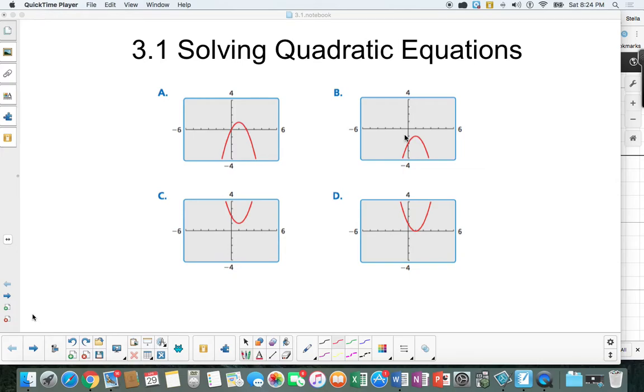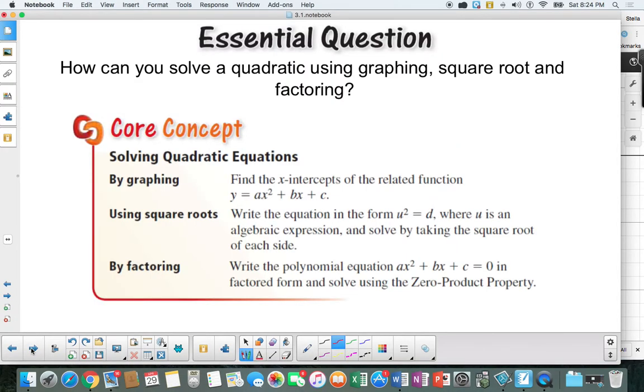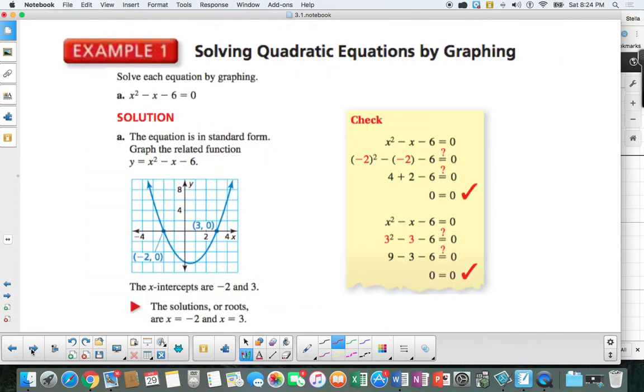3.1 Solving Quadratic Equations. Essential question: how can you solve a quadratic using graphing, square root, and factoring? In this screencast, we're going to be looking at graphing. We're going to be solving quadratic equations by graphing. Step 1 is to take a look at graphing the related function.